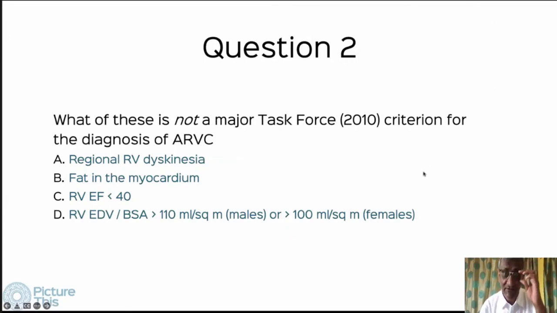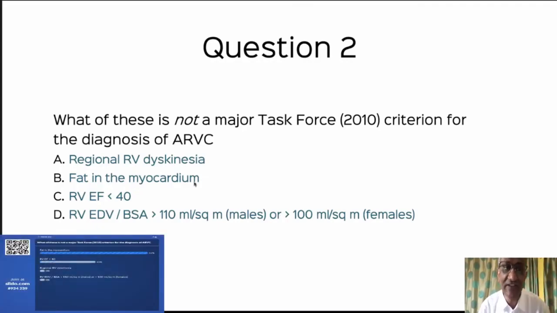Yes, sir, it's on. Very nice. So what we want to know is which one of these points is not included as a task force criterion for the diagnosis of ARVC. And if you know which one that is, then you can answer this. Do we have the answers now? Yeah, sir. Option A is 40%, option B is again 40%, and 20% for option C. All right. Okay. So nobody for option B.